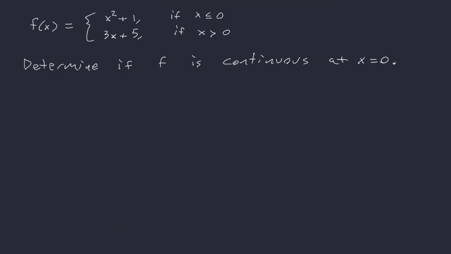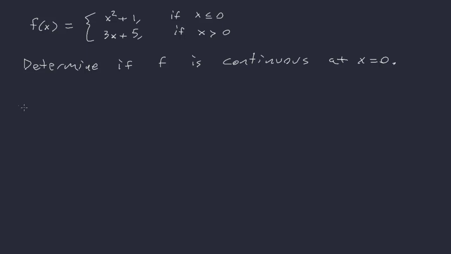All right, so let's look at this function here. Let's say f of x is equal to x squared plus 1 if x is less than or equal to 0, and 3x plus 5 if x is greater than 0. So we want to determine if f is continuous at x equals 0.